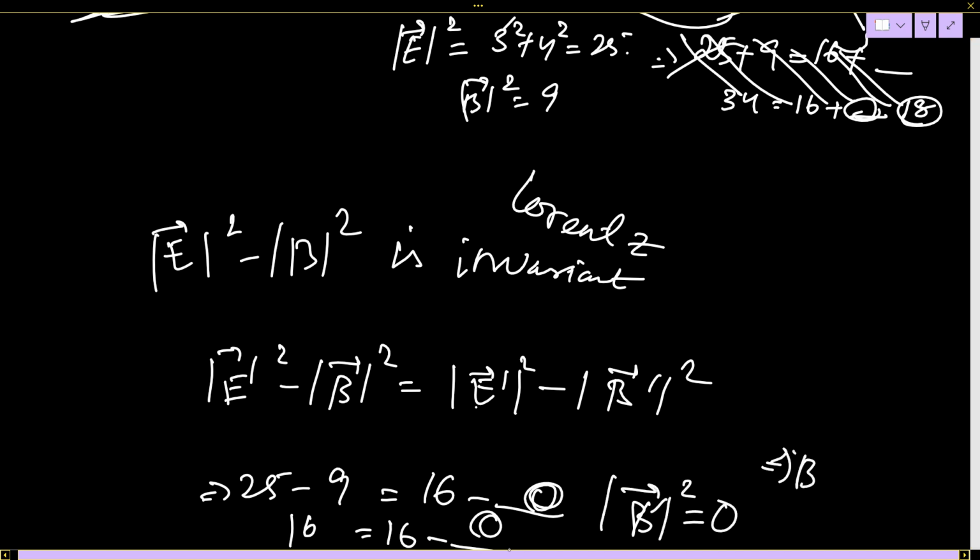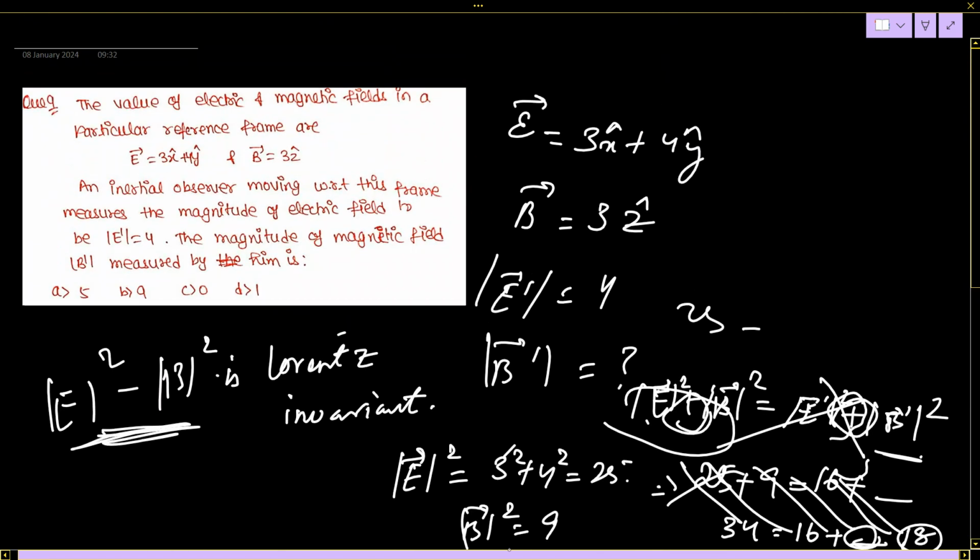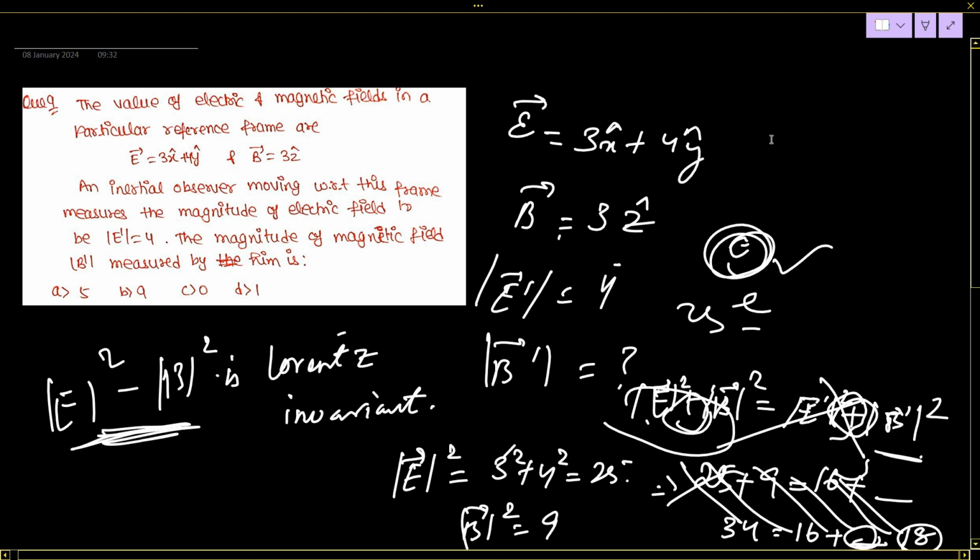So b dash will be what? 0, isn't it? This is the answer. Okay, so this is the answer option. Which option is b dash? It is option C. Okay, option C. All right. Yeah, this is all. This is the one. Next question.